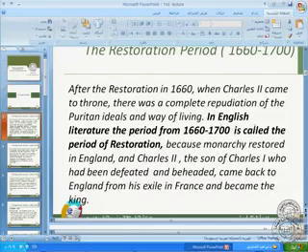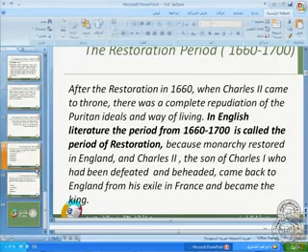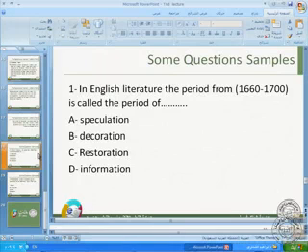The question is quite clear. In English literature, the period from 1660 to 1700 is called, of course, it's quite clear here and in bold, the period of restoration. Okay, so this is the answer to the first question. Now let's move to the next question.